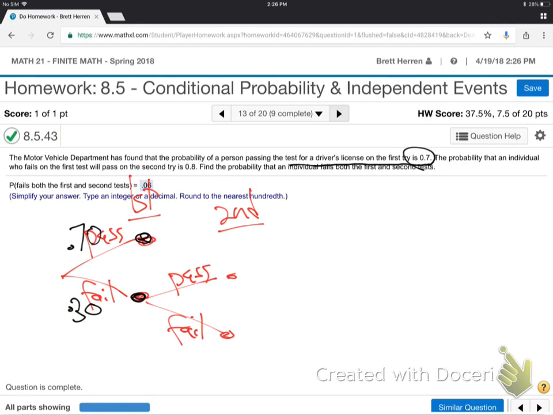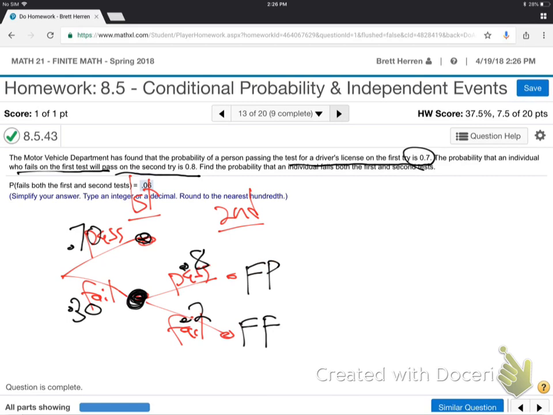Now they're saying the probability of the individual who fails on the first test, that's this person, right? Failed on the first test, will pass on the second, 0.8. So then this must be 0.2, because the two branches have to make 100%, right? The second time you take it, you either pass or fail. They have to make 1.0, 100%, just like these two. The branches always have to make 100%. All the branches off any node, any root, have to make 100%. Okay? So here's fail, pass, fail, fail.